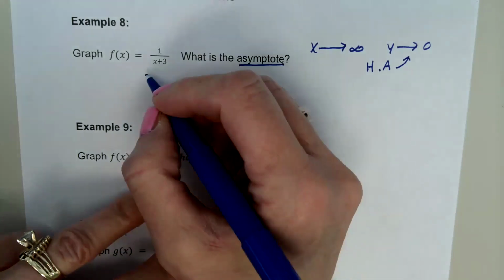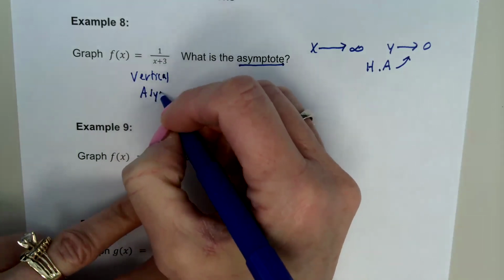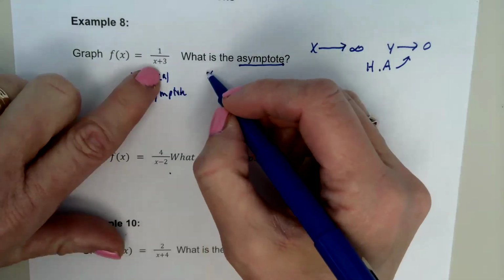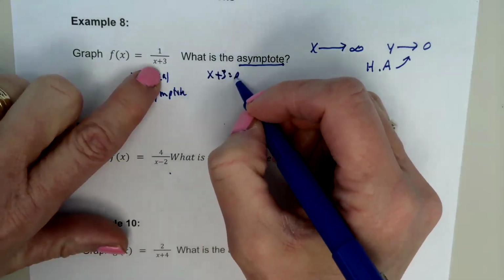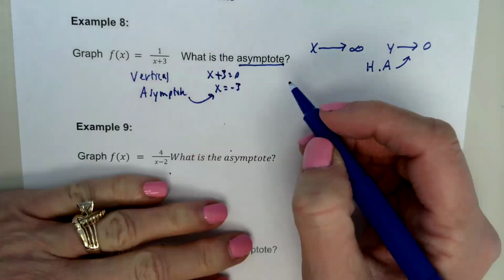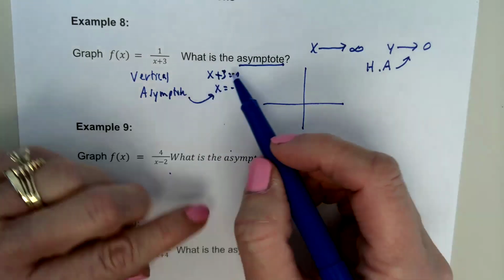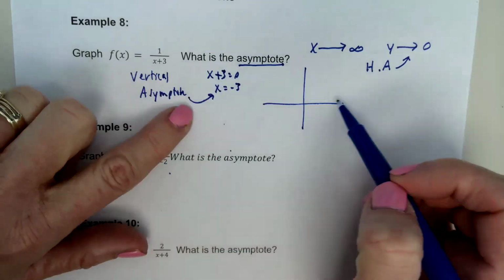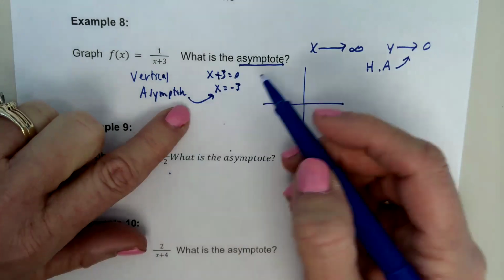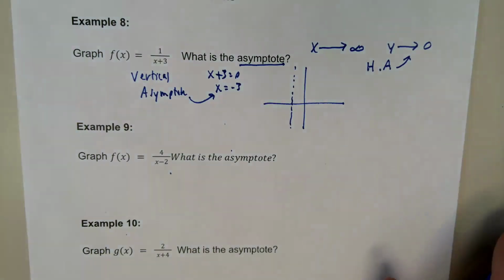And we have a vertical asymptote when the denominator equals 0. So if you say x plus 3 equals 0, then x is negative 3. So there is a vertical asymptote there. So as x gets really large, this goes to 0. And then when x gets to negative 3, it's going to have an asymptote there.